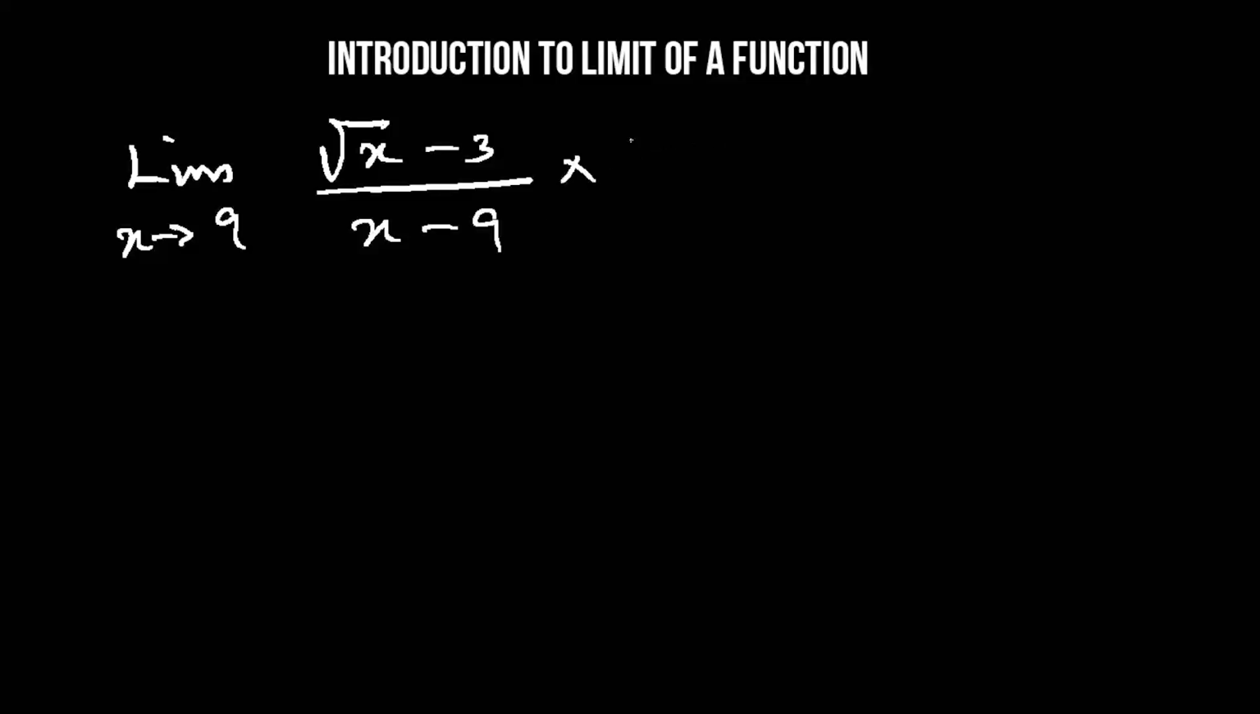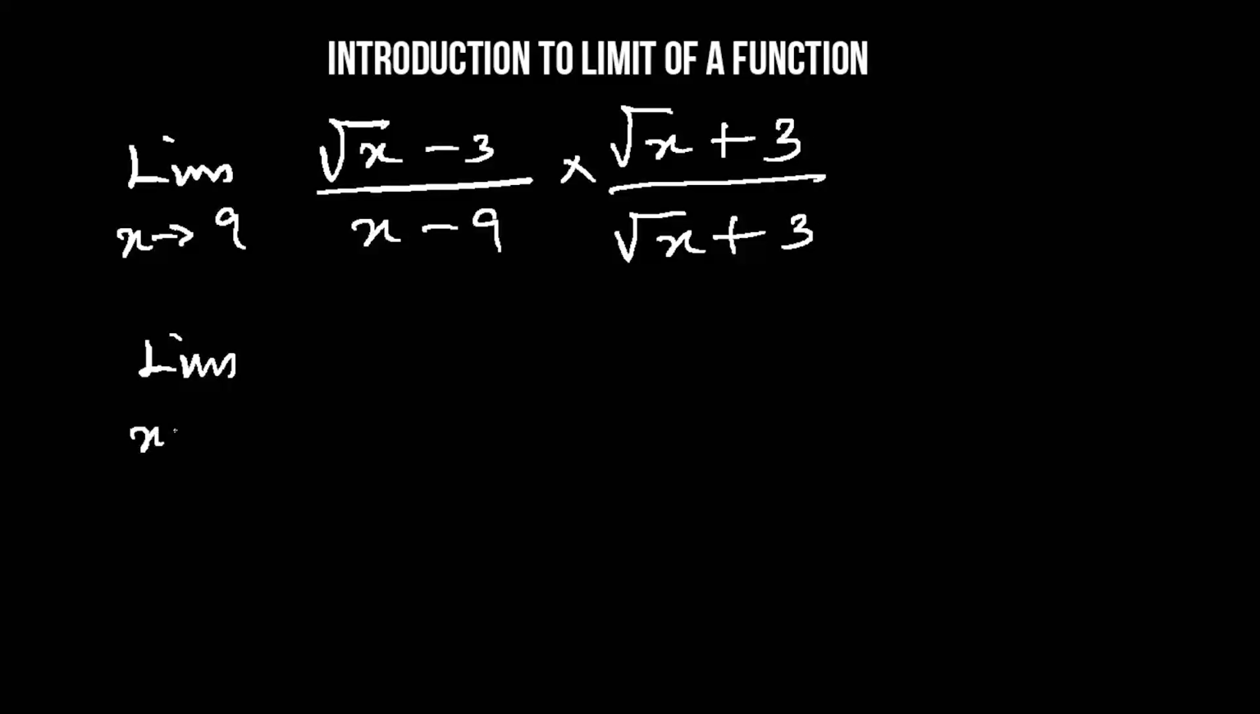So we do what? We multiply by the conjugate of root x minus 3, and that is root x plus 3. So we use that to multiply both numerator and denominator. All right, so we'll find the limit as x tends to 9 of this. So this is going to be root x times root x, that will give us x, and 3 times 3, that will give us negative 9, because it's a difference of two squares.